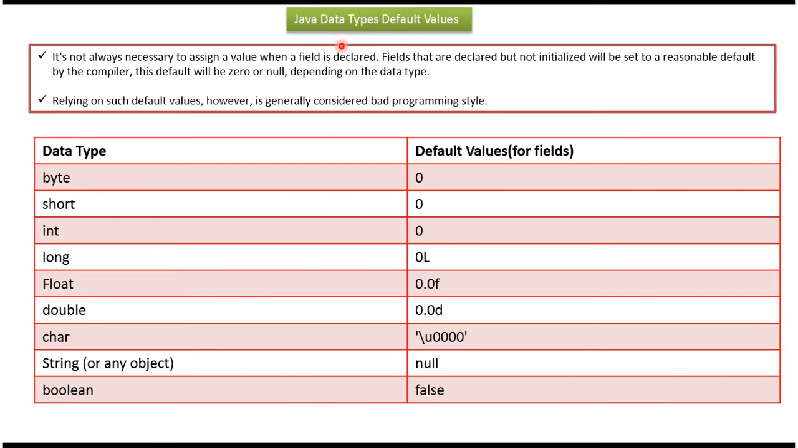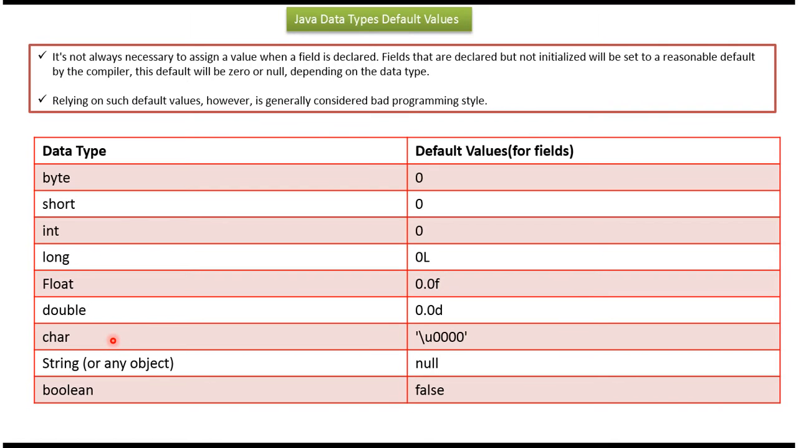Hi, in this video tutorial I will cover Java data types default values. For byte, default value is 0, for short, default value is 0, for int, default value is 0, for long, default value is 0L, for float, default value is 0.0F, for double, default value is 0.0D.